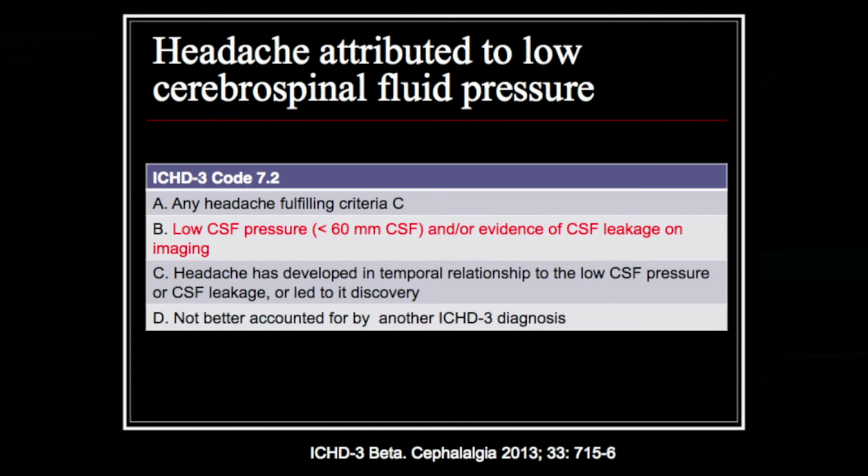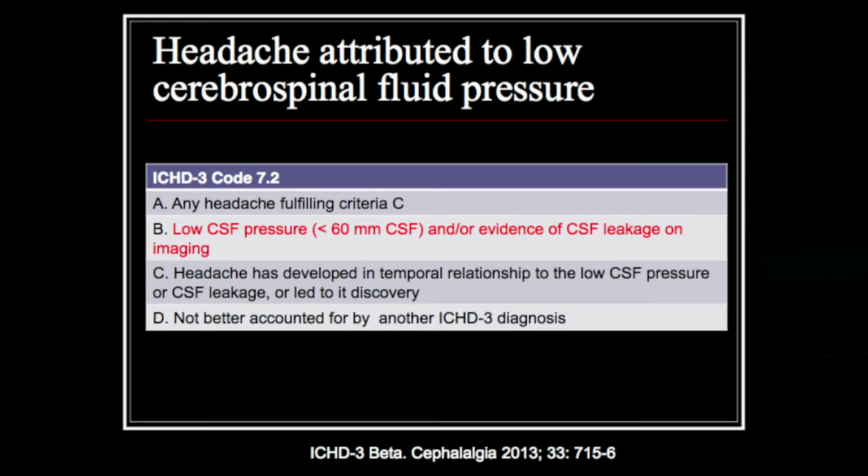Next headache disorder is headache attributed to low cerebral fluid pressures. This is also a headache disorder that's getting more recognition within the headache community. These headaches have a characteristic description. Generally, they tend to be improved lying down and worse upright, although if you've had these headaches for a long period of time, you can lose the positional component of these headaches.